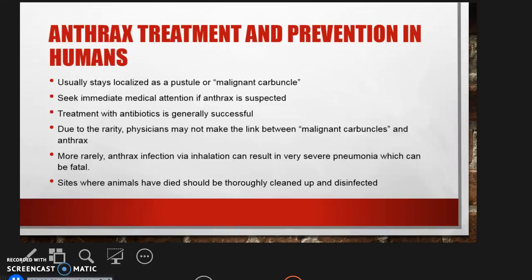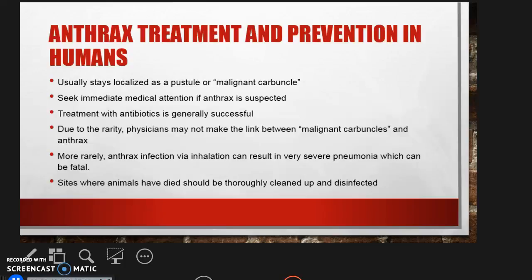Anthrax treatment and prevention in humans. Cutaneously, it usually stays localized as a pustule or a malignant carbuncle. You would then seek immediate medical attention if anthrax is suspected. Treatment with antibiotics is generally successful. However, due to the rarity, physicians may not make the link between malignant carbuncles and anthrax.